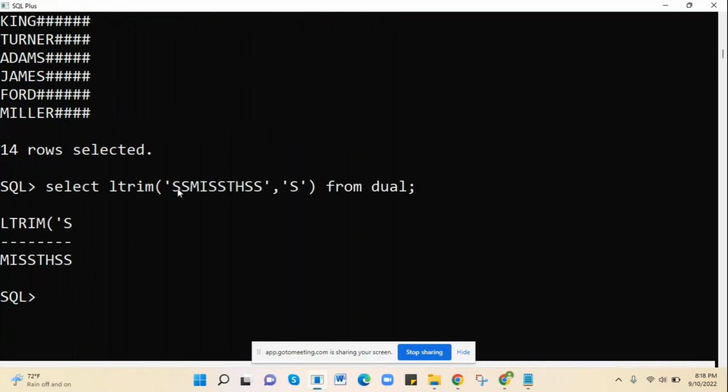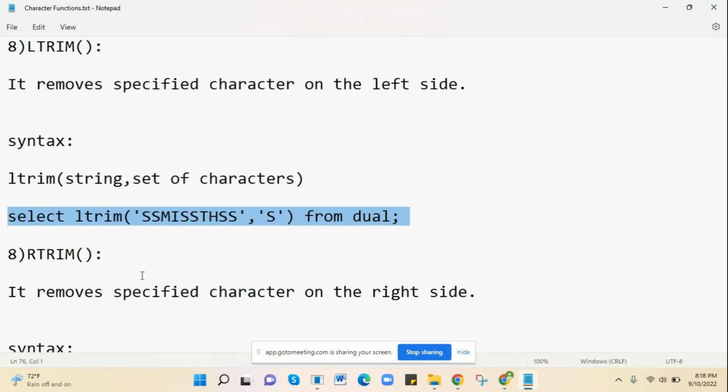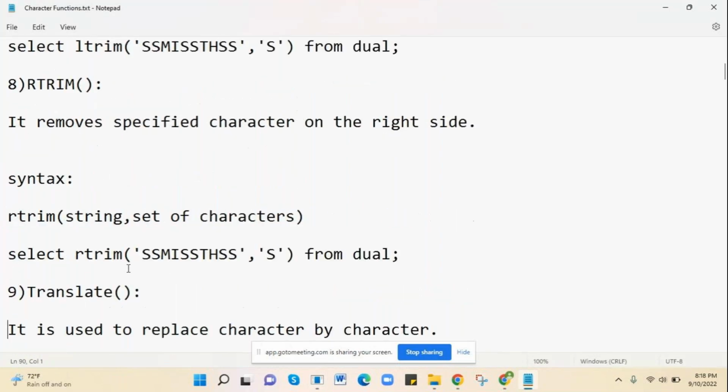You see, it removed these 2 s from the left side. What is the special character? s. So it will give this one. It will remove s from the left side. Okay, na? Next R trim. It removes from the right side. Syntax is the same: string, set of characters.